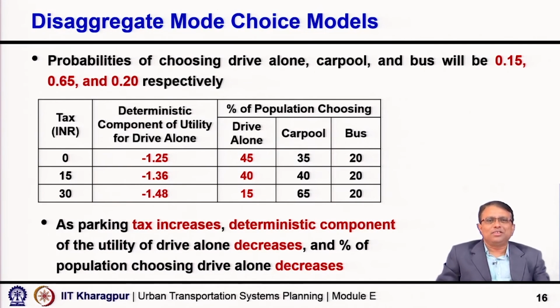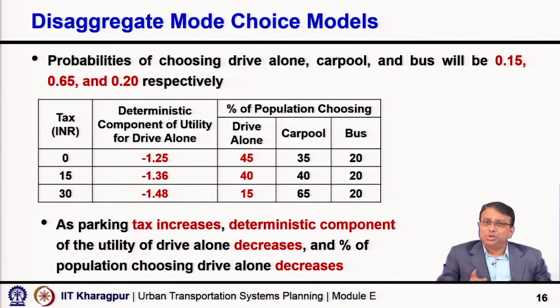Now, I am showing you here one table where the first case has 0 parking charge, the second case 15 rupees, the third case 30 rupees. In each case, what is the deterministic utility of drive alone as considered by the modeler? I do not know all these errors. I do not know that I should have considered car ownership, or that I could have considered 2 groups of users. I do not know all this. So in my consideration also the utility will change. First case it was minus 1.25, second case minus 1.36, third case minus 1.48.